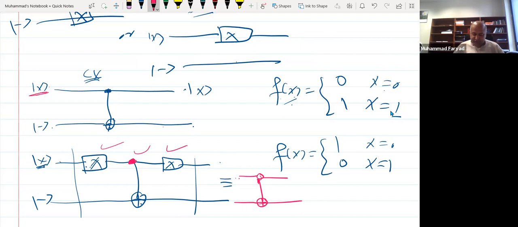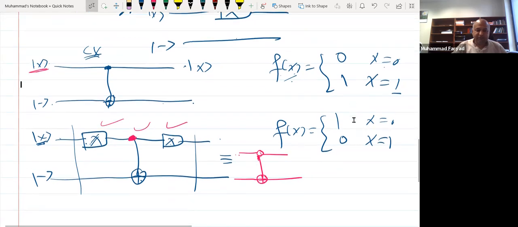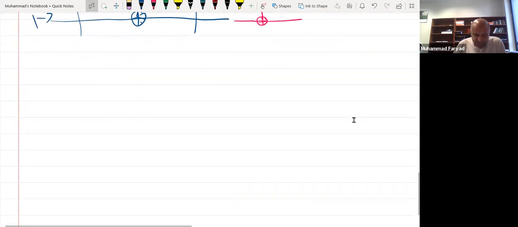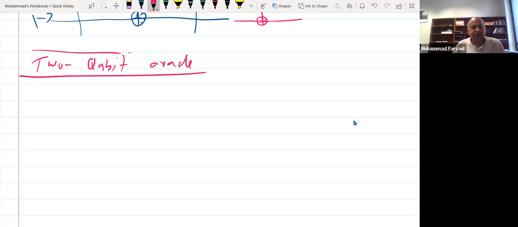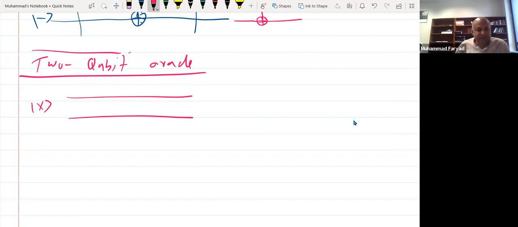So any question regarding this single qubit oracle? If not, let's go on to 2-qubit oracles. And by the number of qubits, I refer to the working qubits. So suppose that we now have 2 qubits acting as control, and then there is 1 target qubit. And there are several possibilities for the function.